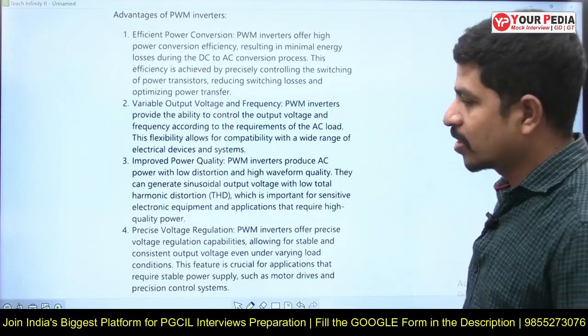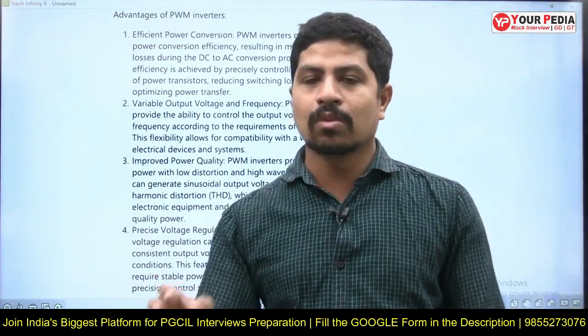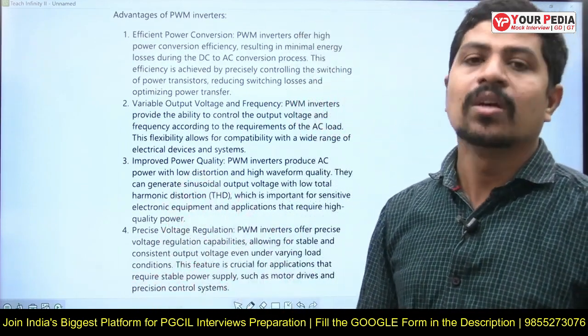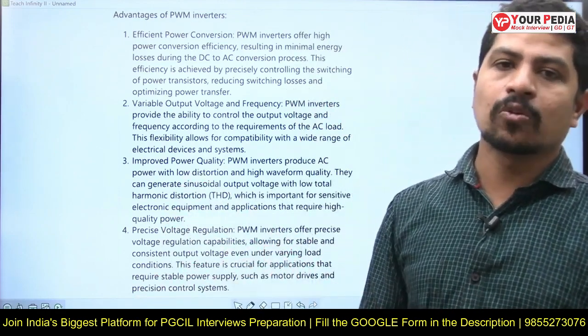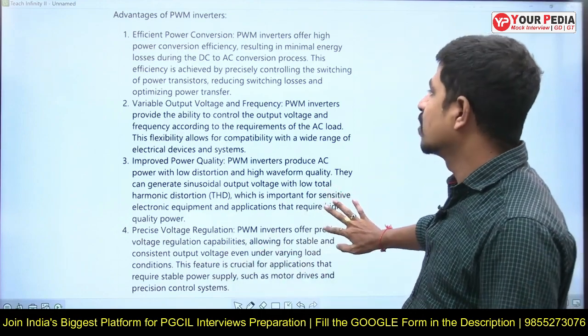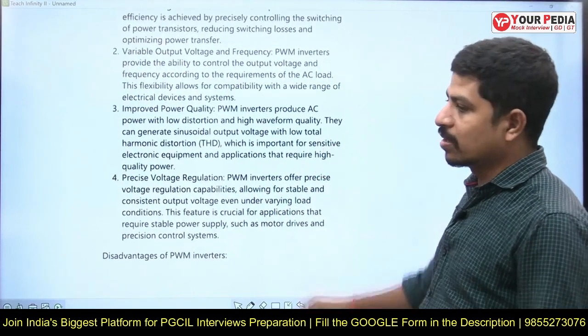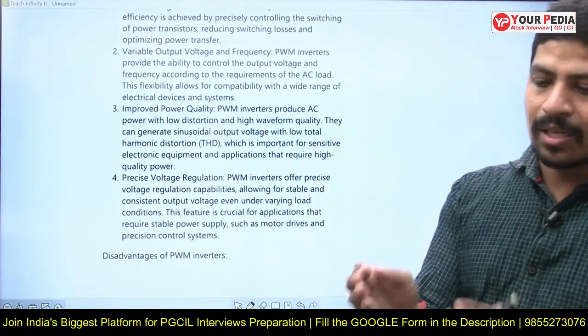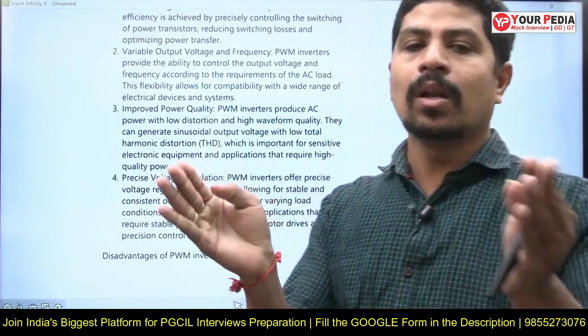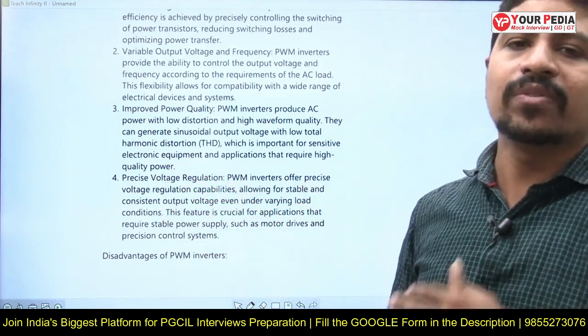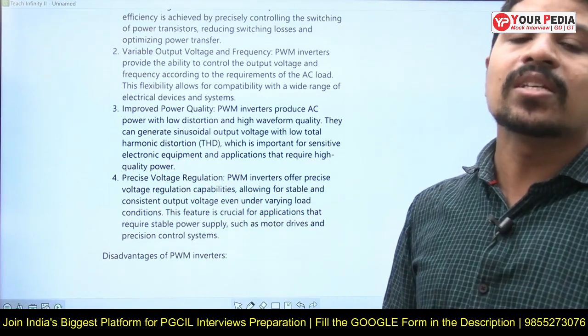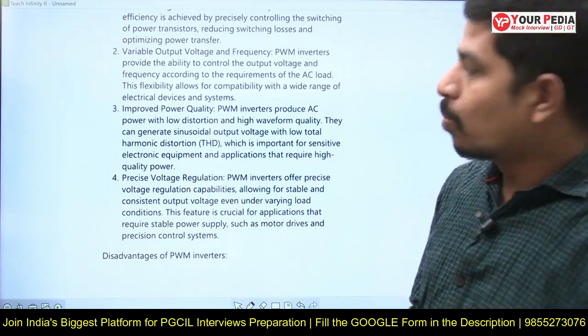Efficient power conversion. You know the concept of pulse width modulation. The main concept of pulse width modulation came into the picture to improve the efficiency. Next, variable output voltage and frequency. The advantage here is that by varying the width of the pulse, we can get variable voltage and variable frequency. Suppose I want a frequency of 50 Hz, I can get it. If I want a frequency of 45 Hz, I can get that with pulse width modulation.